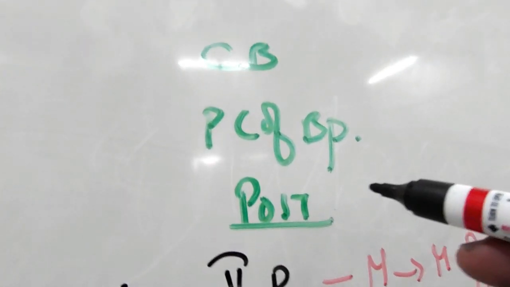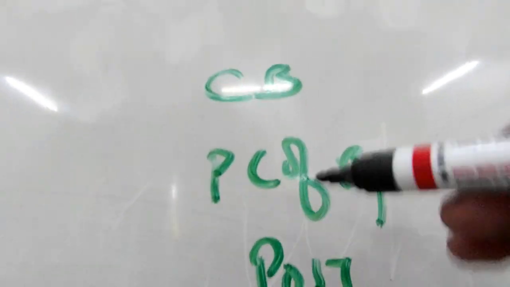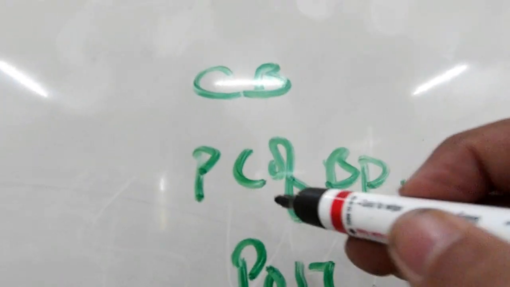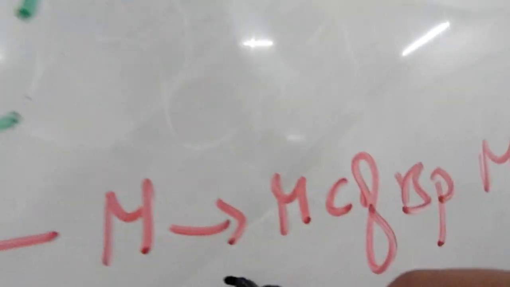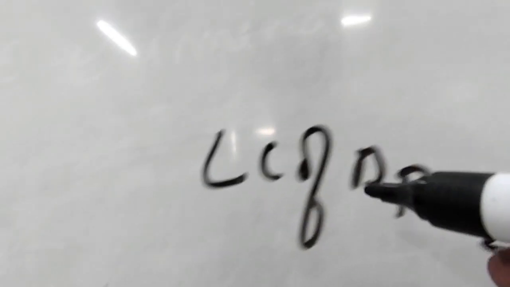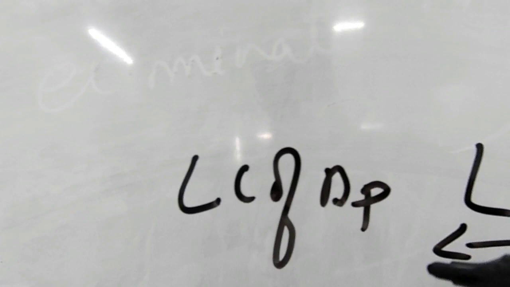Next, posteriorly, we have the posterior cord of brachial plexus. Medially, medial cord of brachial plexus. Laterally, lateral cord of brachial plexus is almost the same.